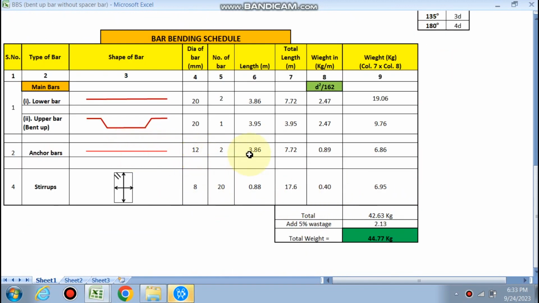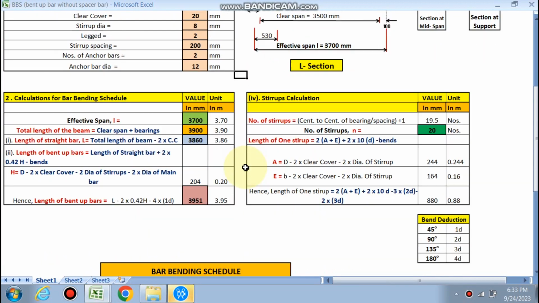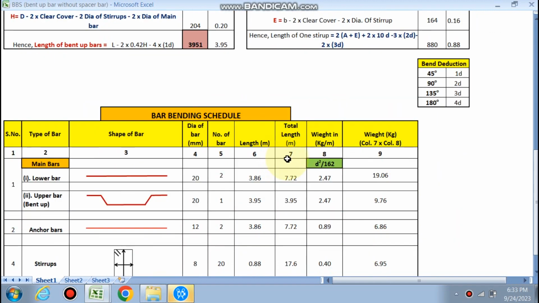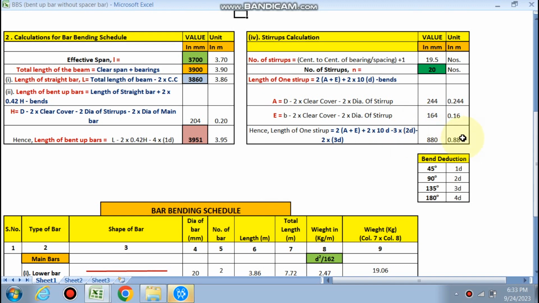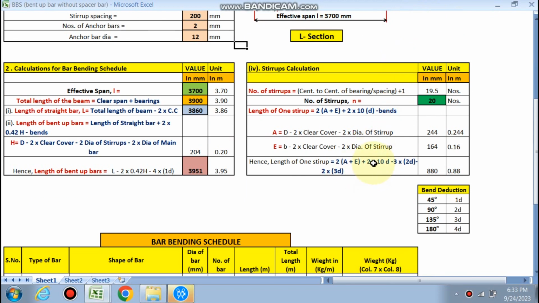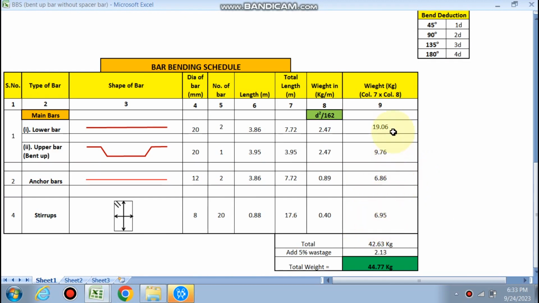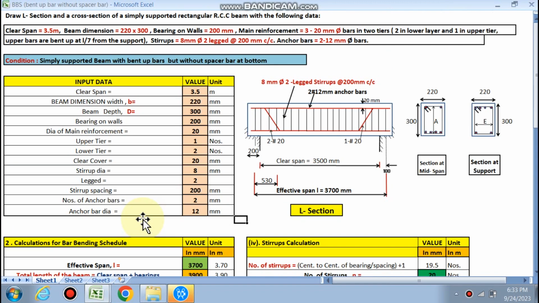Length of the anchor bar is also 3.86 because this is also a straight bar, so you can see 3.86. Length of the stirrup bar is this much, 0.88 meter, by this formula, because bend deduction will be there for 90-degree bends and 135-degree bends. So these are the formulas, and finally you can see that the total bar bending schedule is calculated, 44.77 kg.